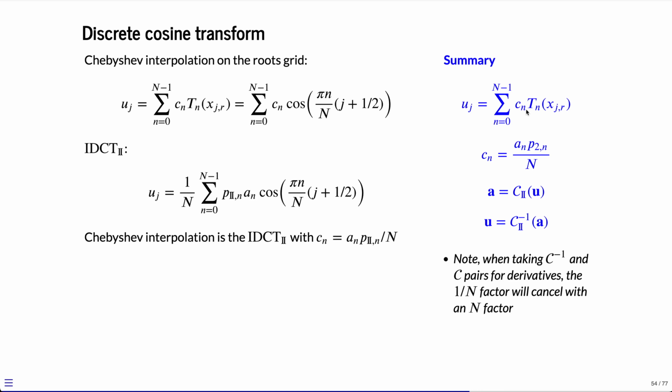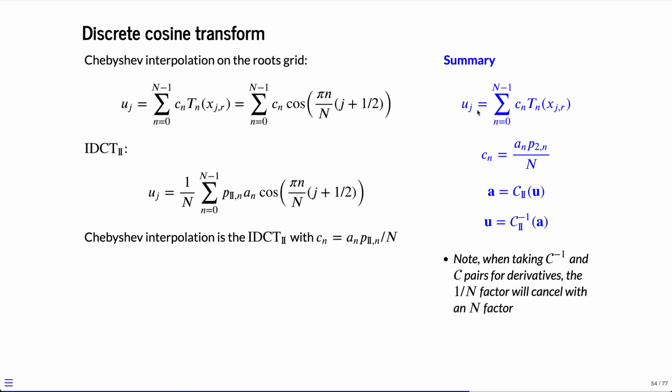Okay, so in summary, our function here is Cn like we've been using, and here I'm indicating with the comma r that we're on the roots grid. For these equations we're on the roots grid, where Cn is equal to an times p type 2 over N, so I need to fix that notation. Again, the p type 2 is 1/2 when n is 0 and 1 otherwise. And the a come from this discrete cosine transform type 2, and the u are the inverse of the a. So this is our nice little summary for doing the interpolation using the discrete cosine transforms, meaning the goal is once we have u and t, we want to evaluate the c's so that we can then interpolate everywhere.